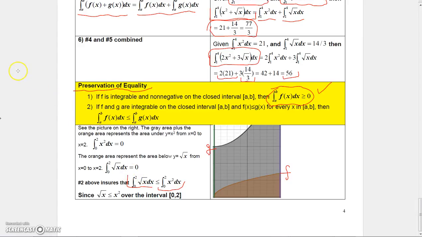Okay? And that ends this section, so we'll move on to the fundamental theorem of calculus, I believe, in the next section.